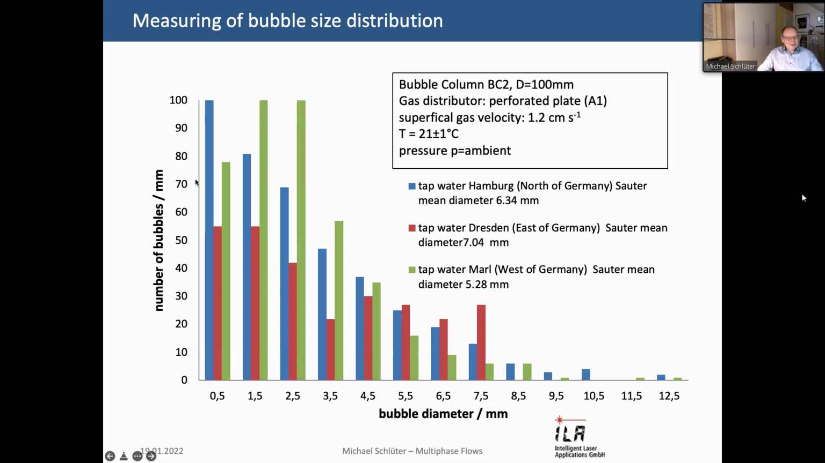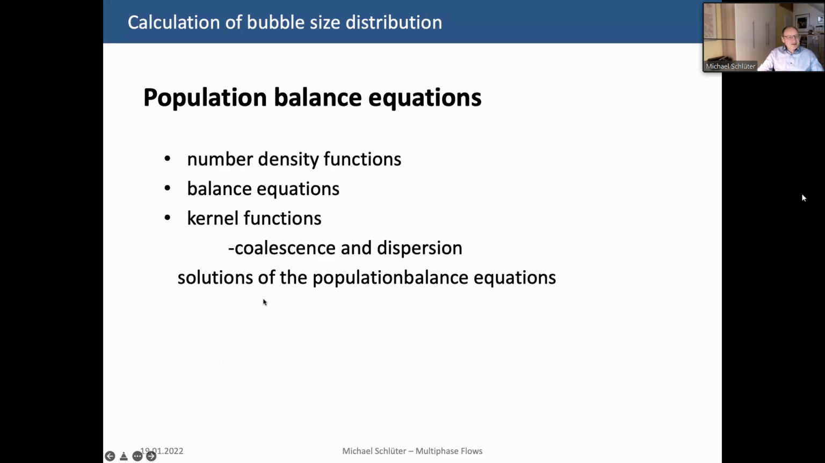So we saw that these size distributions have a strong influence. Here's another example where we show that the influence of different places in Germany has an influence on bubble size distributions. So in this project here, we checked Water, Hamburg, Dresden, and Marl because they were the project partners. And even here we have strong differences, the same then with the different sizes in Europe.